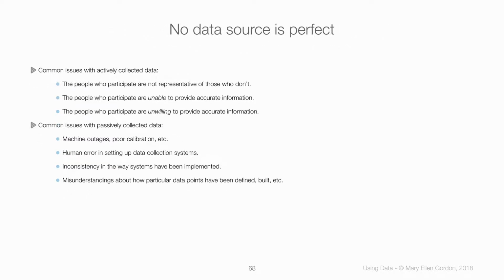Looking specifically now at actively collected data, some things that can go wrong there are that the people who don't participate are not representative of the people who do participate, or said the other way around, the people who participate are not representative of those who don't. A classic example of that is a survey, where we might send the survey to a representative sample, but not everybody returns it. And there's something about the people who do participate that's different than the people who don't.